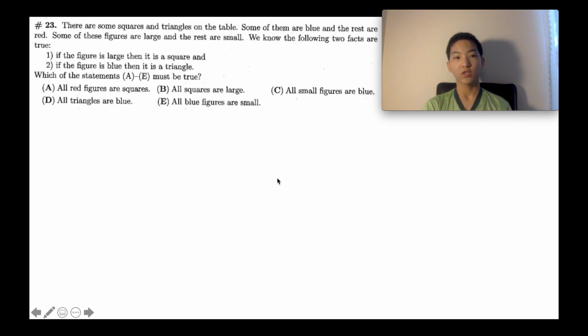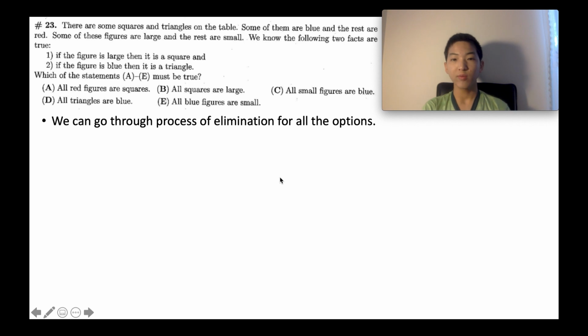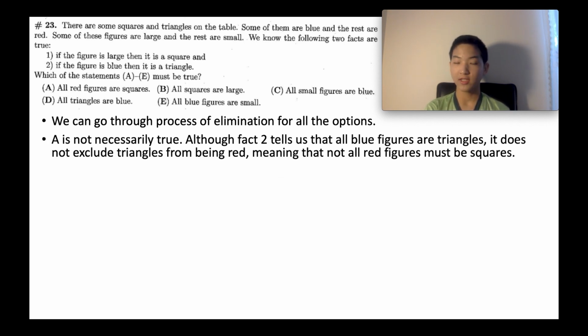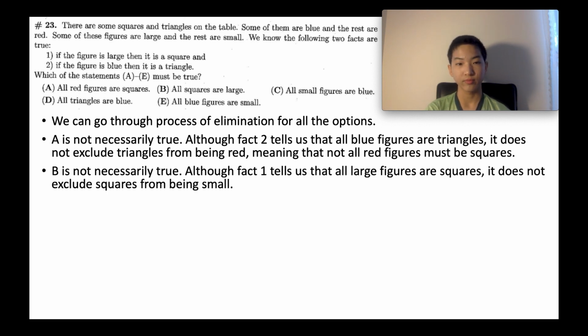So now we're on question 23. We can go through the process of elimination for all the options. A is not necessarily true. Although fact 2 tells us that all blue figures are triangles, it does not exclude triangles from being red, meaning that not all red figures can be squares, because there may exist red triangles. B is not necessarily true. Although fact 1 tells us that all large figures are squares, it does not mean that all squares are small, so it is possible to have a small square.